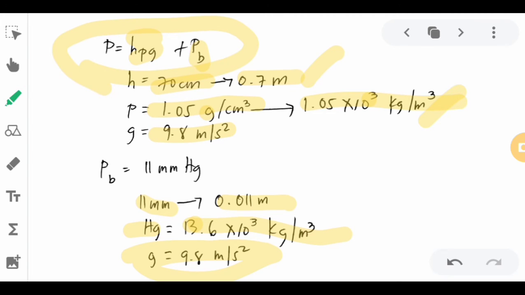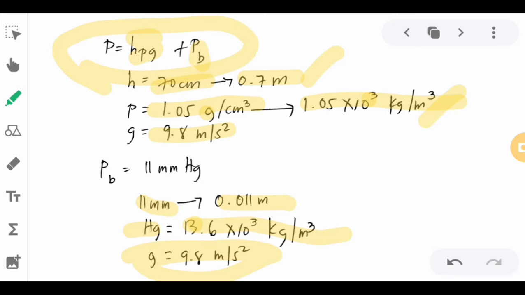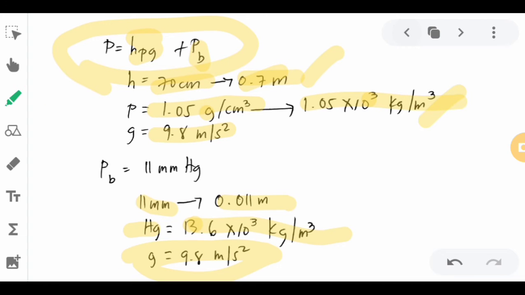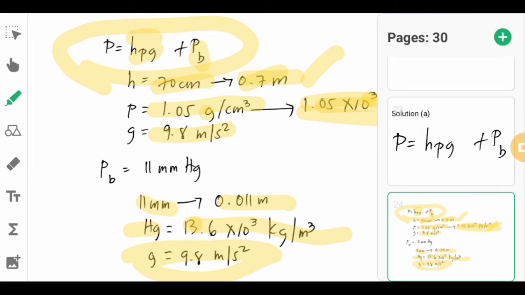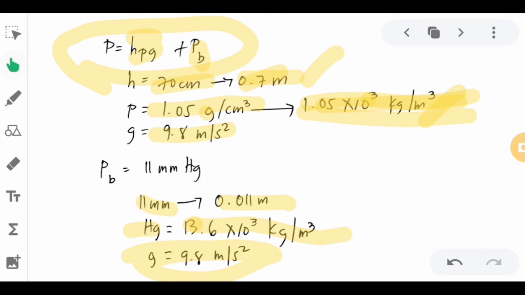So substitution, you just have to substitute. P equals hρg plus the brain pressure term. The value of h is 0.7 m from here, multiplied by 1.05 times 10 raised to 3 kilograms per cubic meter, which is the density of the CSF, given here. And then next, 9.8 meters per second squared, given here.